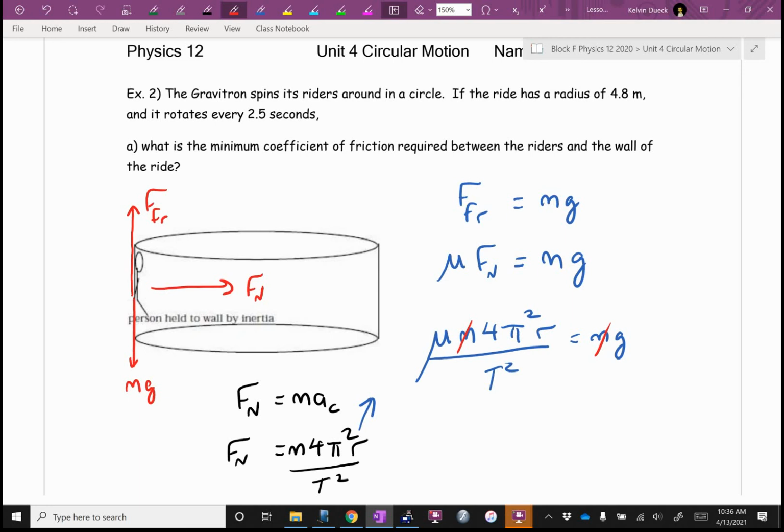What this one wants me to find, Diego, what? What did this want me to find? Mu. I'll get the mu by itself. So how will I move the 4 pi squared r over? They're multiplying, so divide. How will the t squared over? Time. Are you starting to see, by the way, why I taught you the formula manipulation thing last year? Because to try and explain this to you otherwise, but you can just derive it on the fly now. Good. I'm very proud of the way you all bought into this. Mu is going to be g t squared all over 4 pi squared r.